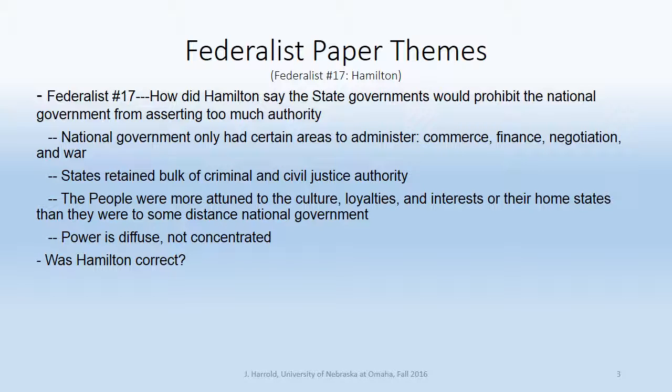So, in other words, in all, Hamilton asserted in Federalist 17 that power is diffuse. It is not concentrated in the constitutional system. It is diffuse between the states and the national government. And so therefore, it would be impossible for the national government to assume too much power. So the question is, and I think a lot of you talked about this too in the discussion board, was Hamilton correct? And I just want to leave that there without answering it. Was Hamilton correct?